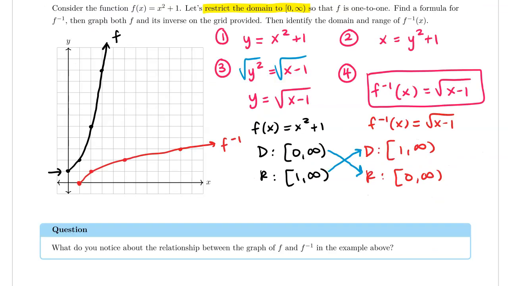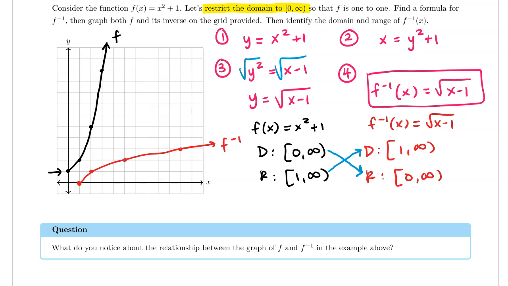What do you notice about the relationship between the graph of f and f inverse in this example that we just went over? Pause the video here and take a minute and ask yourself, what's the relationship, or what kind of pattern do I see between these two graphs? And I'll go over the answer in just a minute.